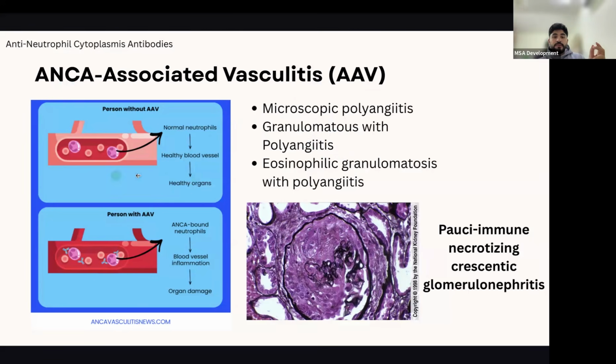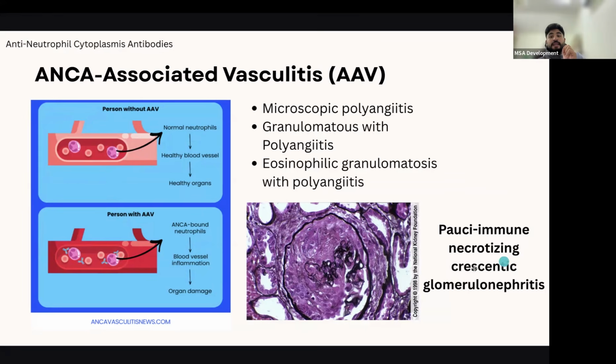Okay, in a normal person who has neutrophils, the blood flows smoothly. A person who has ANCA, what's going to happen to them is these neutrophils, all right, are going to have ANCA bound to them, that it's going to go and cause inflammation within the blood vessels of certain organs and lead to their damage. Hence the term vasculitis.